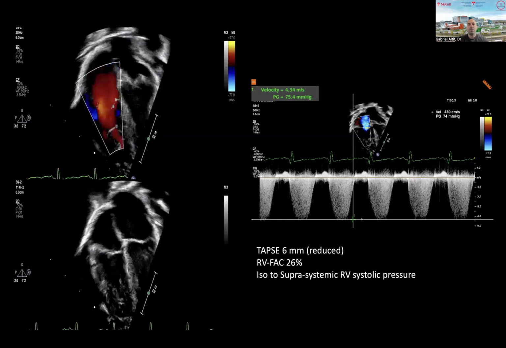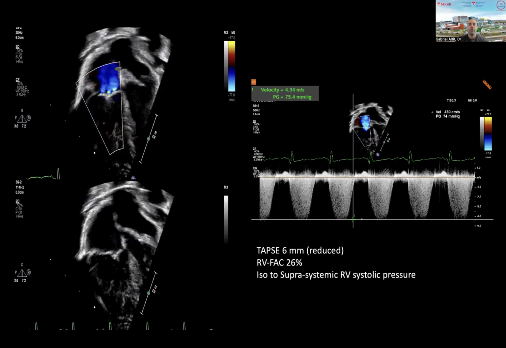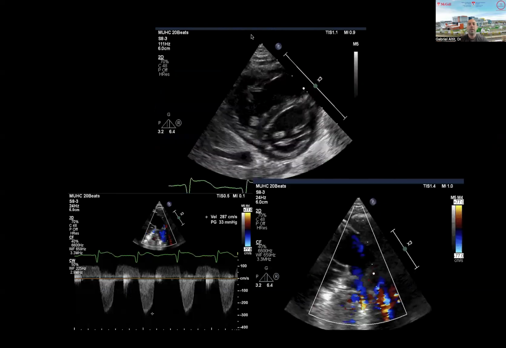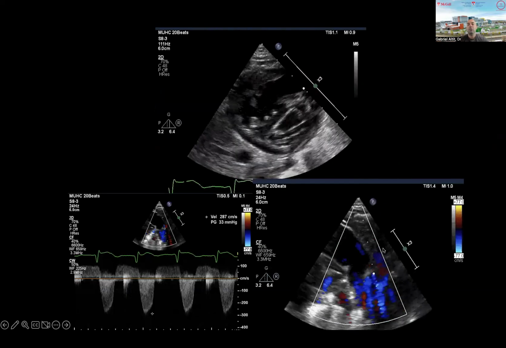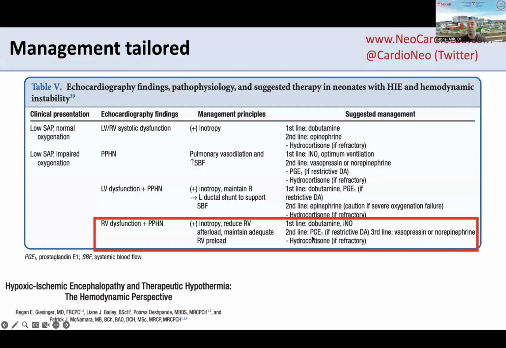Finally, patients that have a closing duct and severe RV failure due to PPHN typically present like this, with high RV pressure, TR, and a struggling right ventricle. They often have suprasystemic RVs and tiny ducts. And so in these patients, you would want to consider reopening the duct if the RV is severely impaired, and you would also want to support the RV function.